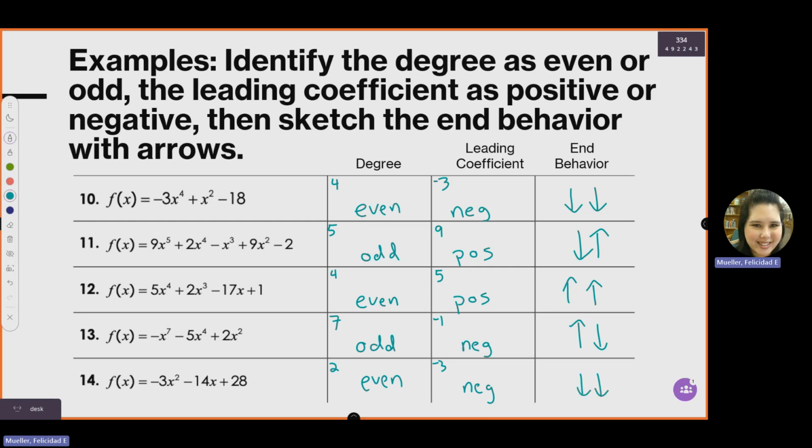I find it's easier to do the right arrow because it's going to follow whatever the leading coefficient is. And then on odds, I just need a different one. I need the opposite. On evens, I need the same.